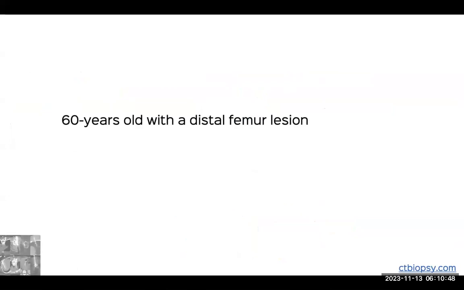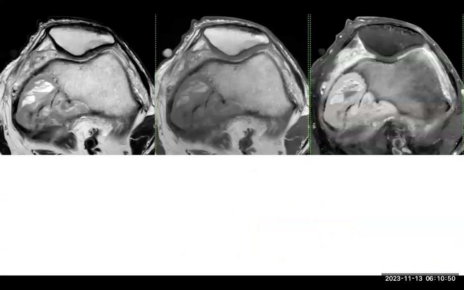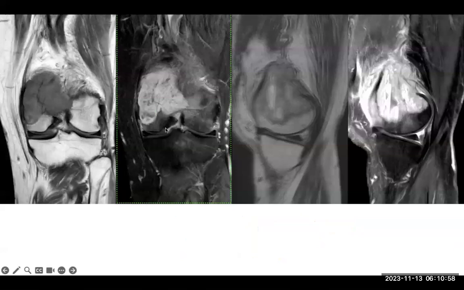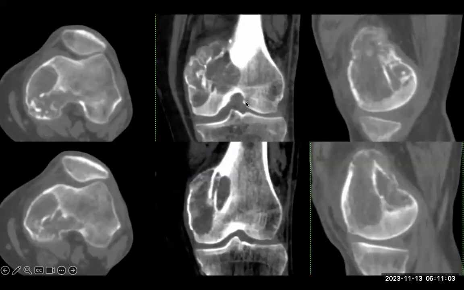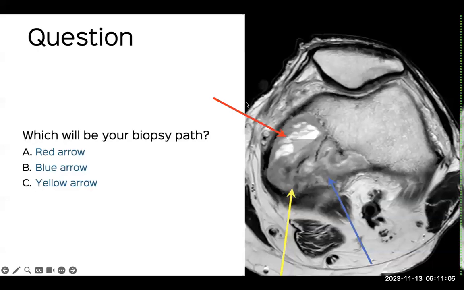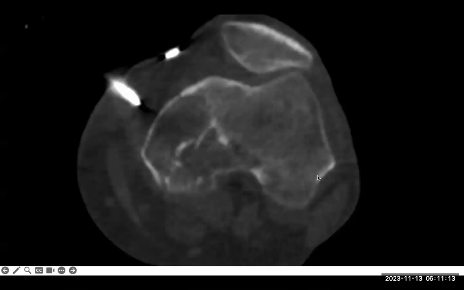This is a 60-year-old man with a distal femur lesion. I've done this case earlier, and you can see it in the table of contents at ctbiopsy.com. But here is a metaphyseal, epimetaphyseal lesion in an elderly patient. You can see what it looks like on the CT scan. And the question is, what will be your biopsy path? Would you go anteromedially, or would you take any of these posterior approaches?